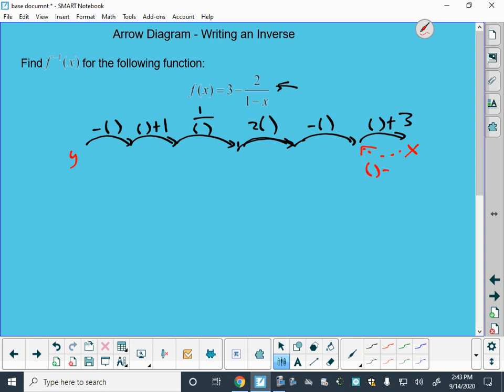Well, I just make the arrows going back. This is going to be an x minus 3. I could make them dotted. I'm not going to continue to do that anymore. The opposite of a sign change, or the inverse of a sign change, is a sign change. The inverse of multiplying by 2 is multiplying by a half. The inverse of the reciprocal is the reciprocal. The inverse of adding 1 is subtracting 1. The inverse of the sign change is a sign change.